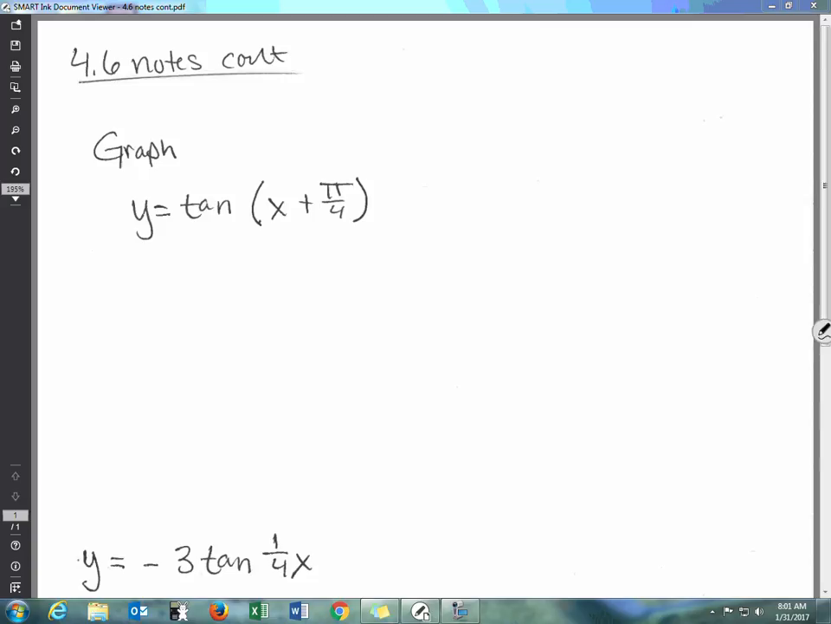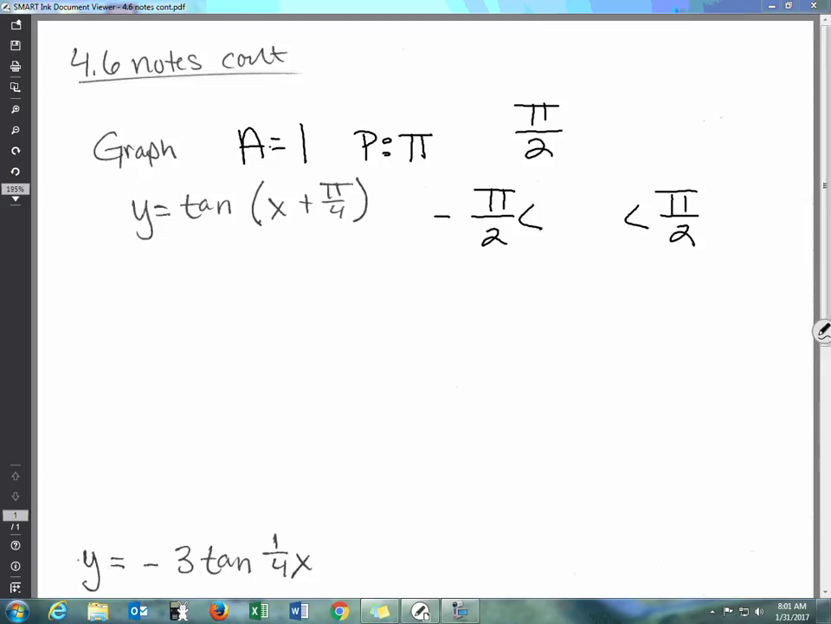So remember, our A is always in front of our trig function. And in this case, y equals tangent of x plus pi over 4. So our A is 1, so our amplitude is 1. And then our period length, remember, for all tangent waves, we always start off with pi. Now, to get our asymptotes on either side of our tangent wave, we take pi, our period length, and we divide it by 2. Then we put this pi over 2 on either side of what's called a compound inequality, and we make one of them negative and one of them positive.